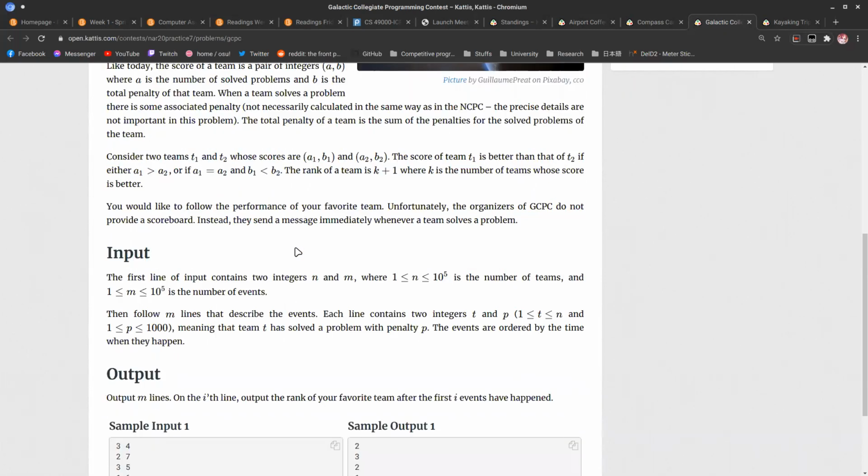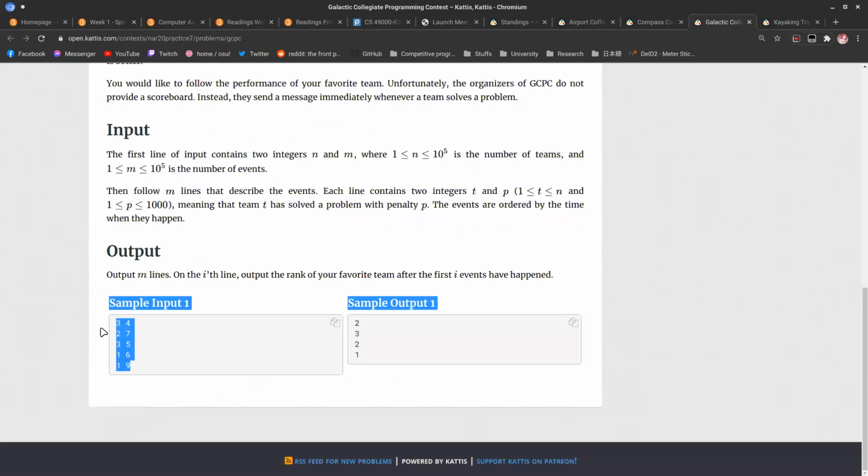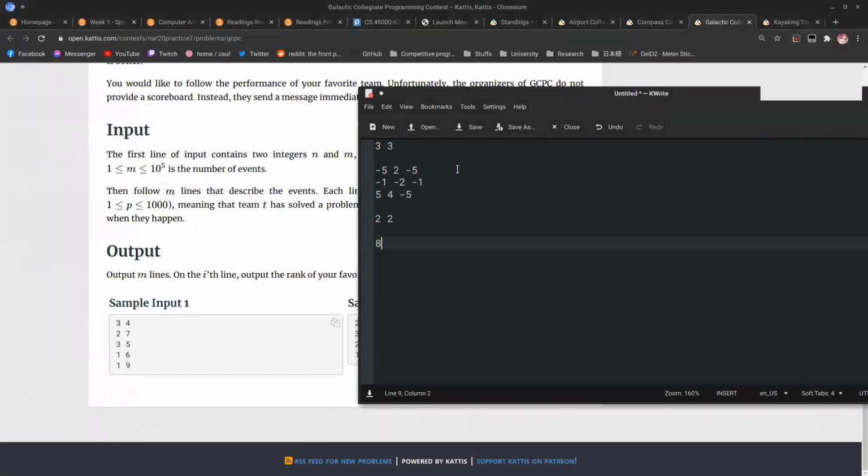Okay. So, along the way, they will give some events about which team has solved one more problem, and what is the penalty of that team solving that problem. And after each event, you need to know where the team with the number one index lies on the leaderboard.